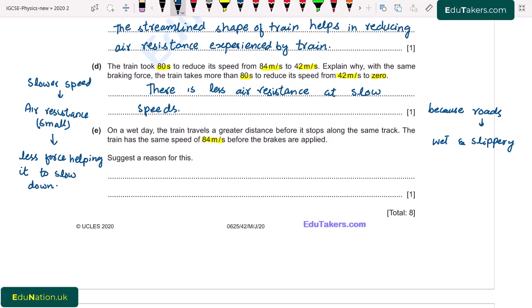So I write here the friction force between rail and train reduced and it may slide.